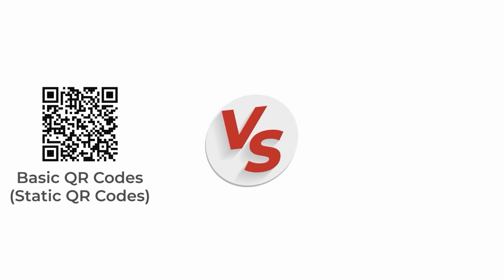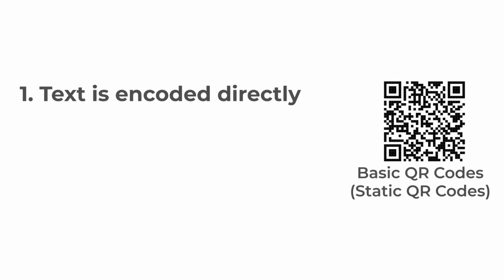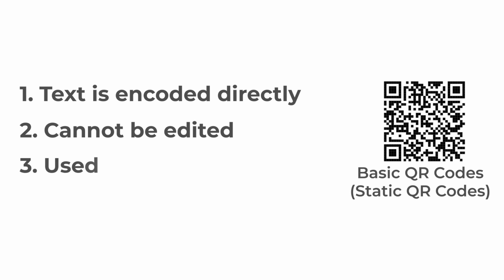Before we get started, let's quickly understand the difference between basic QR codes, or as they're called, static QR codes, and dynamic QR codes that most professional marketers use. In static QR codes, the target content, say a URL or a text, is encoded directly into the QR code. This means you cannot change this content, just like a barcode. Other than show this content, a static QR code pretty much cannot do anything.